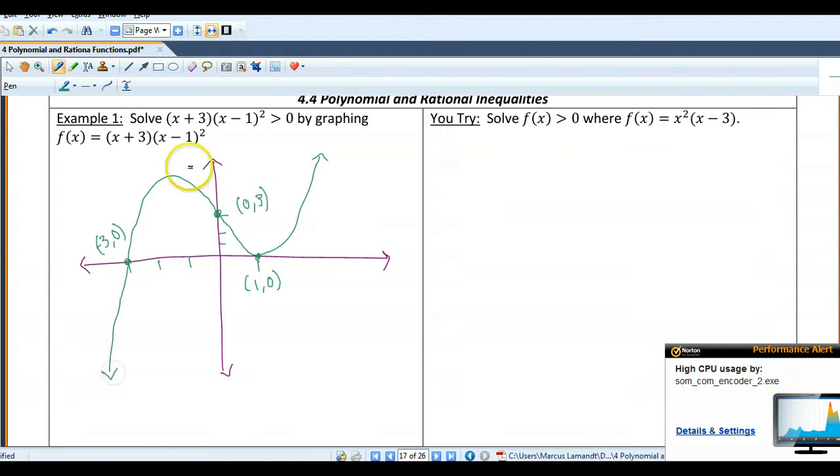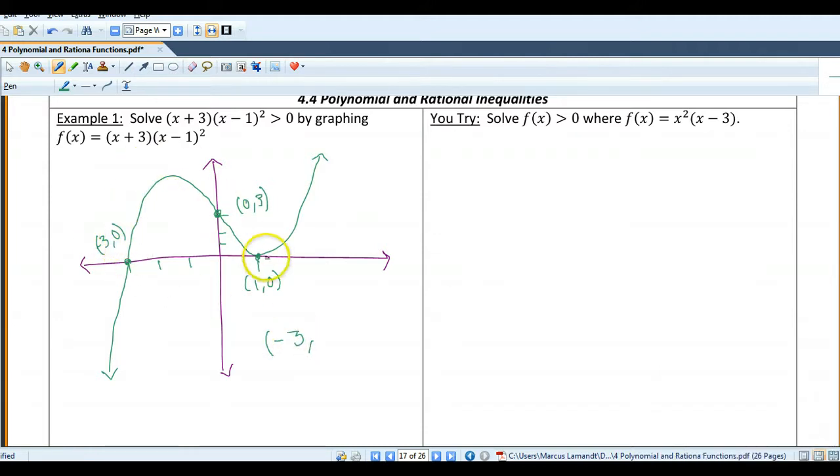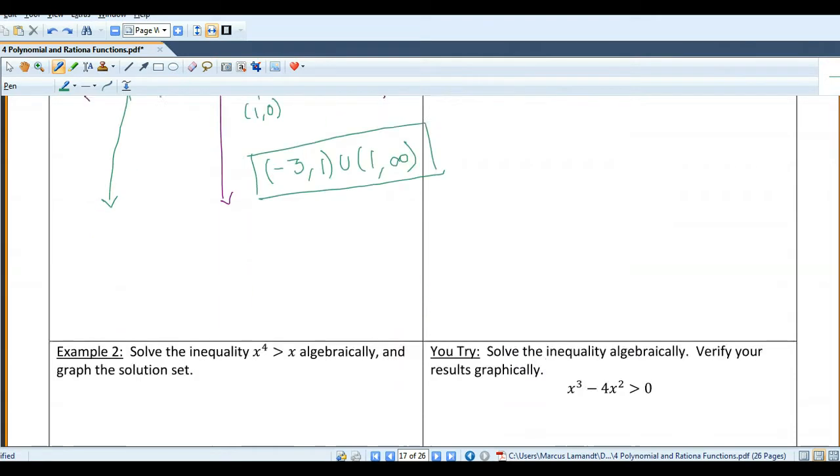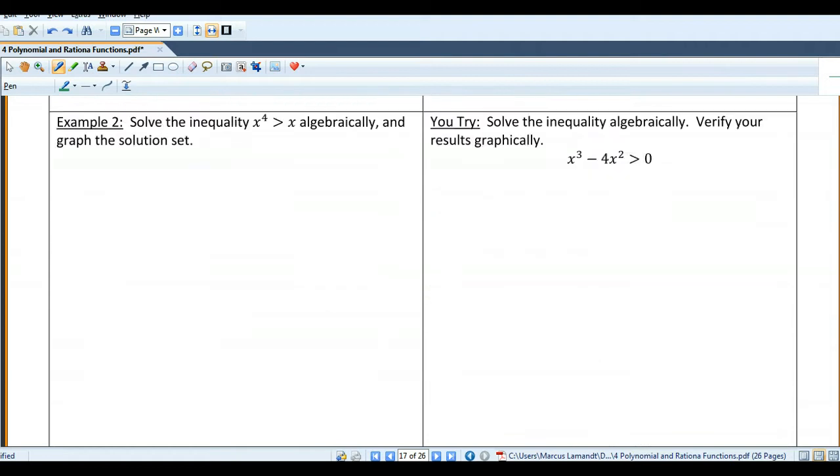Okay, so they're asking, where is this greater than 0? This function is greater than 0 from negative 3 all the way to 1, and then at 1 it hits 0, and then after 1 it goes on to infinity. There we go. Much faster than the last way we learned. I'll let you guys try the try.